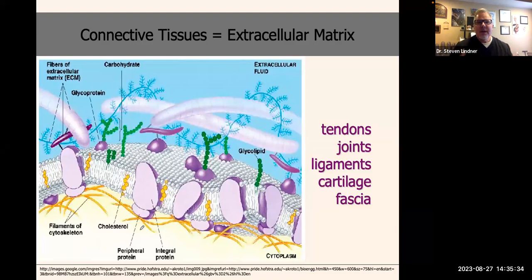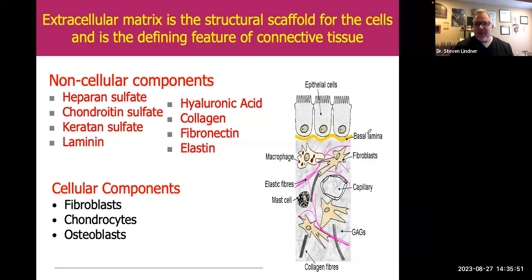metalloproteinases? So when we think of connective tissue, we think of ECM, extracellular matrix. They're found in tendons, joints, ligaments, cartilage, and fascia. So when your ECM is damaged, all these things can degrade and break down. The extracellular matrix is the scaffolding. It is the scaffolding that's holding us together. It's the scaffolding for all the cells. And remember, there's non-cellular components and cellular components. Chondroitin sulfate, hyaluronic acid, collagen, these fibers. These are non-cellular, but fibroblasts, chondroblasts, osteoblasts, chondrocytes, these are all part of the cellular components.